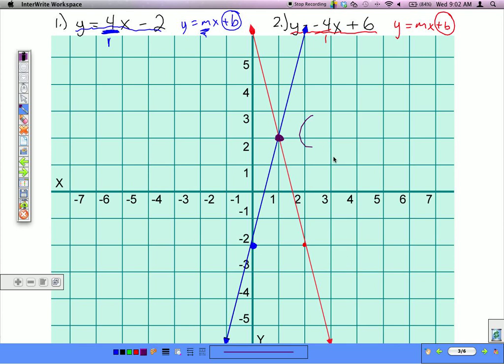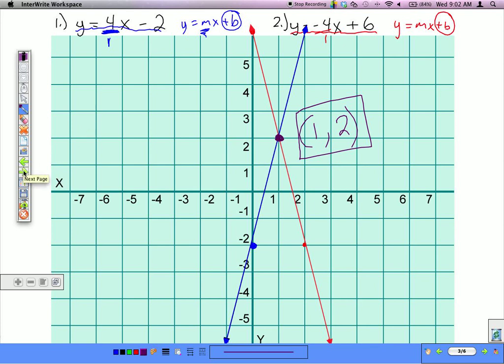Somebody tell me the x value. 1, 2. 1 is the x value, and then we would move up on the y value to 2. And this is our one solution, or this is our system of linear equations. Okay? So that's the first problem on your notes.